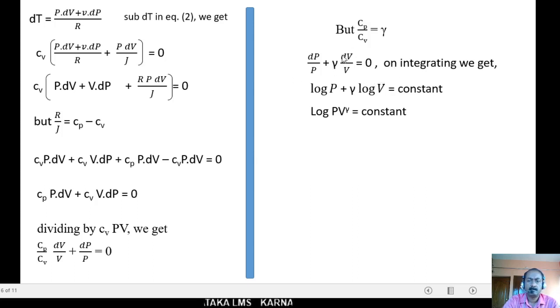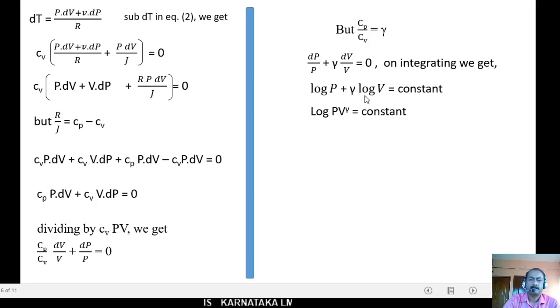On integrating this, we get the integration of dP by P, which is log P, plus gamma, which is constant, times the integration of 1 by V with respect to dV, which is log V, equal to a constant.